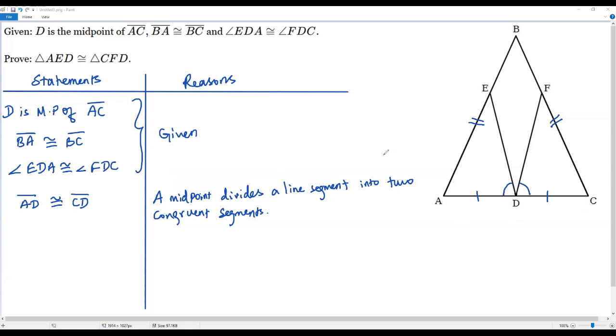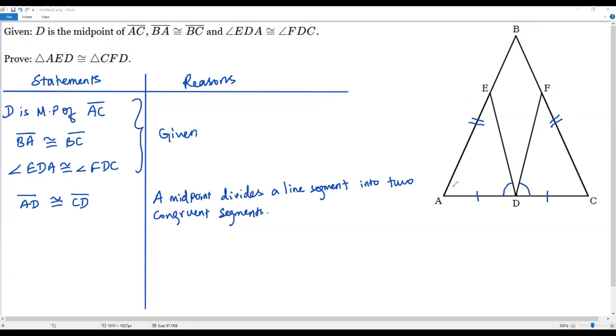Okay, now let me consider the second information, that is BA is congruent to BC. That is, line segment BA over here is congruent to line segment BC. Okay, now let me consider the complete triangle ABC. In this triangle ABC, the sides AB and BC are congruent.